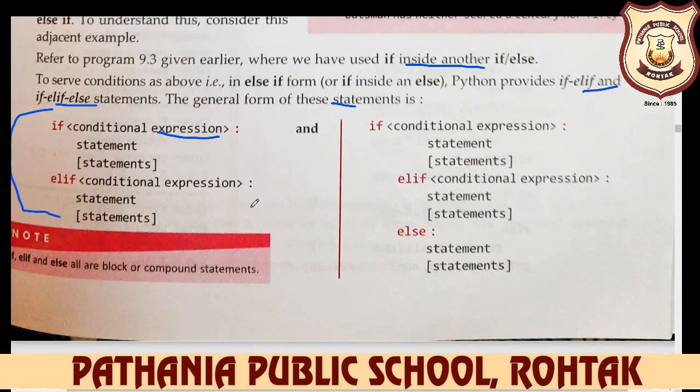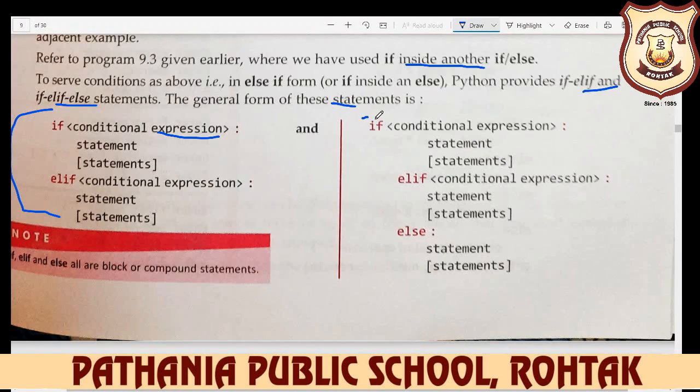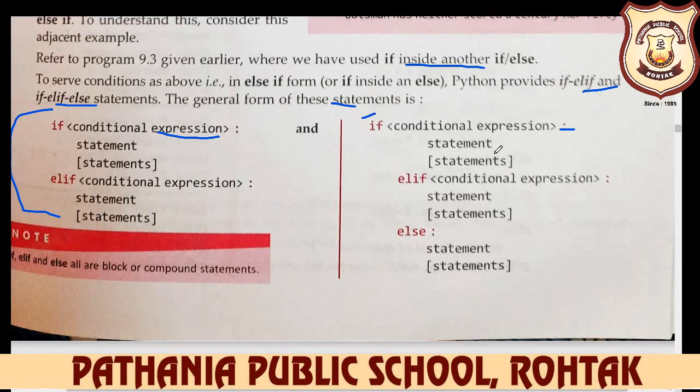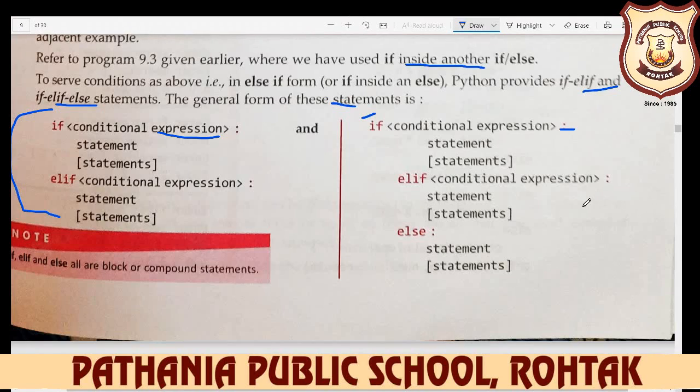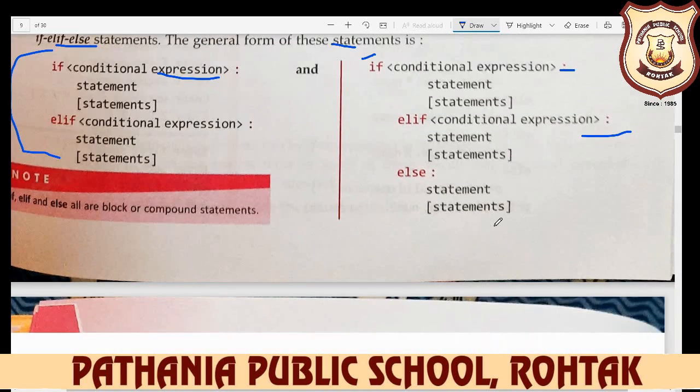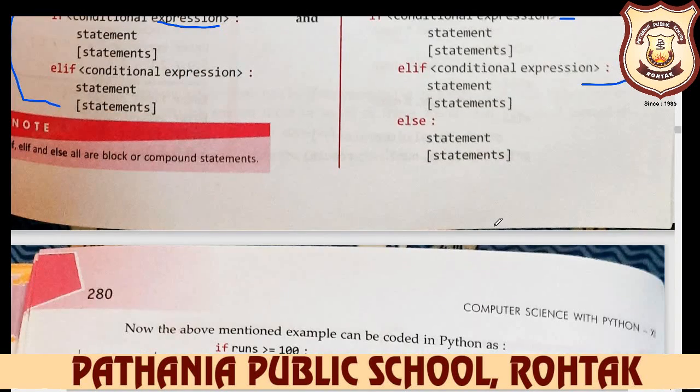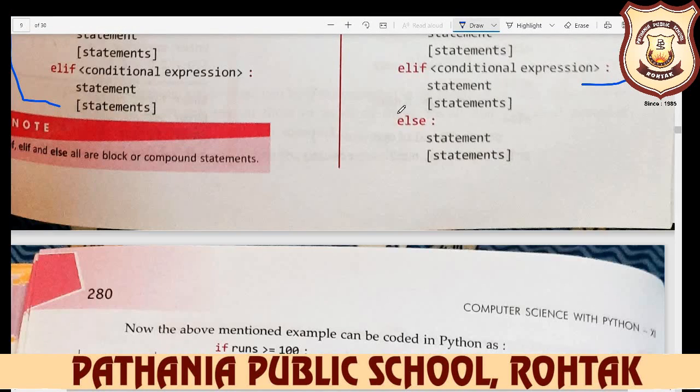So how do you implement it? First you write if, then you write the condition, and then write the colon. Colon is very important, beta. After that you write the statements: one statement, two statements, three statements, that is totally your choice. After that elif, then you write the second condition, then the statement. And in the last, if the user entered an invalid operator or invalid choice, then we want to display that type of result in the else condition.